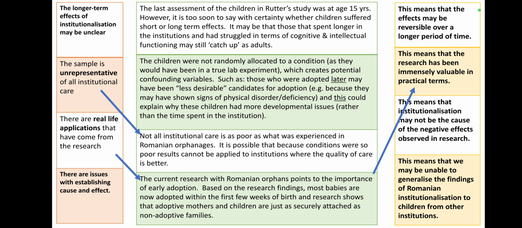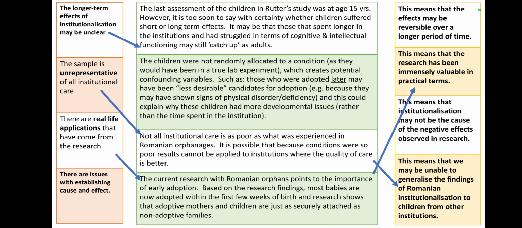So the conditions of the Romanian orphanages were really, really poor quality, which therefore means that you're going to struggle to generalise the findings out. So even though the information that we got from the Rutter study was highly important and highly valuable, you struggle to use that as a benchmark, because not all children's experiences of institutionalisation are as severe as what those children's were.